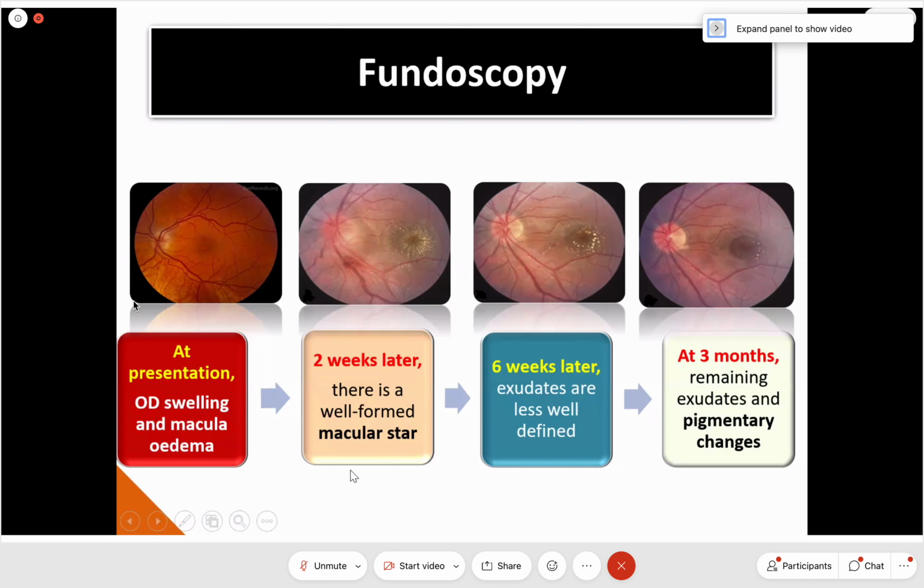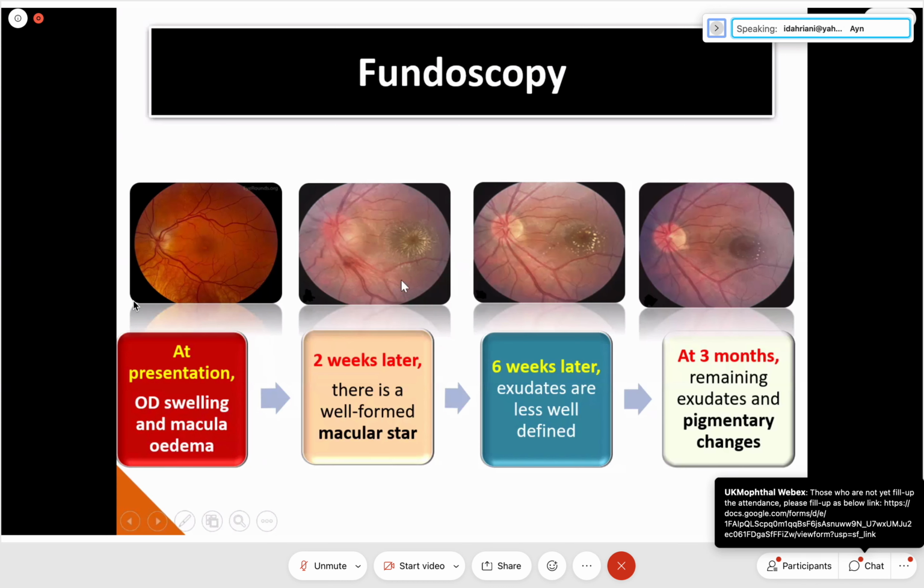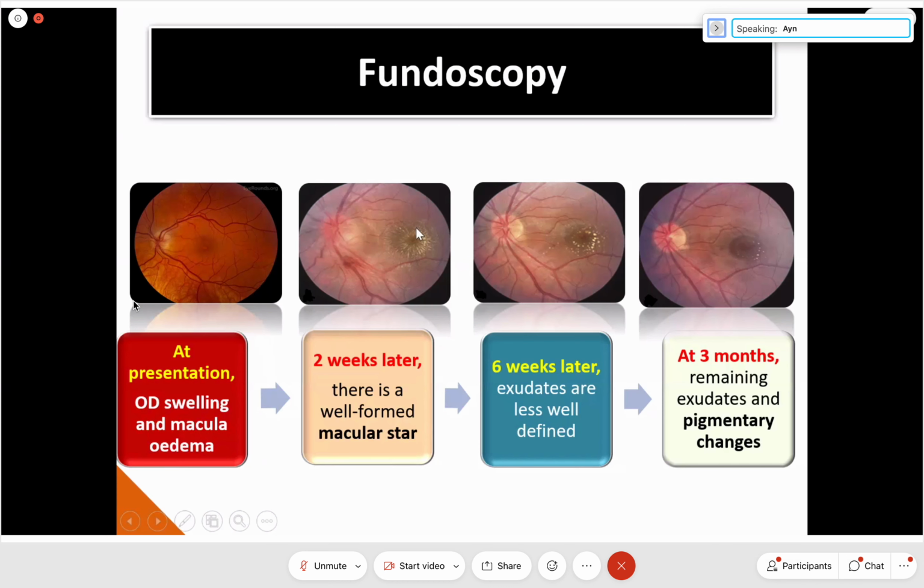On fundoscopy, in the early phase when the patient comes to us with blurring of vision, the findings could be optic disc swelling and macular edema. Subsequently, the macular star will form only after 2 weeks. Then the macular star will resolve, but it might take some time. Some changes can be seen up to 3 months or even 1 year.